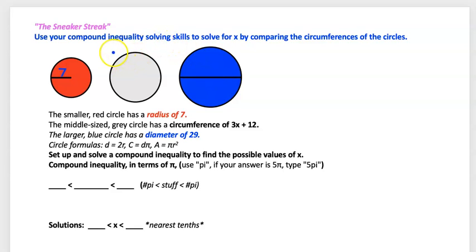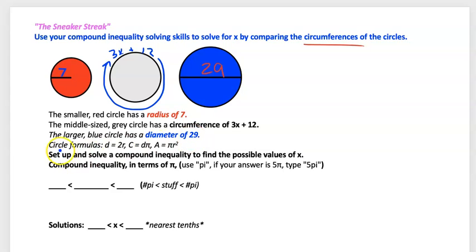Okay, so all the way around this is 3x plus 12 all the way around the circle. All right, and then the diameter of the blue larger circle is 29. Let's do a 29. Hey, there we go. All right. So what are we trying to do here? Comparing the circumferences. So we probably need to find the circumferences to do a math problem.